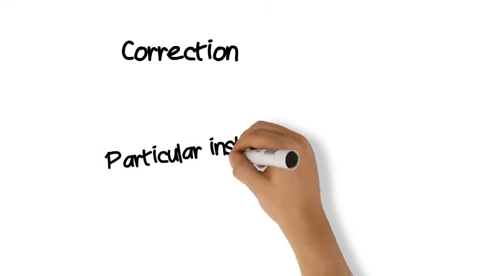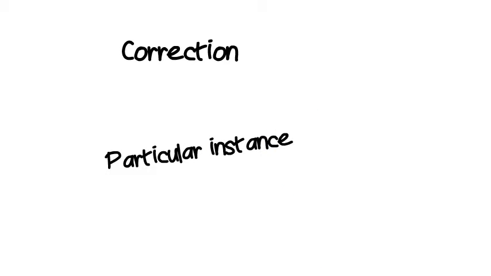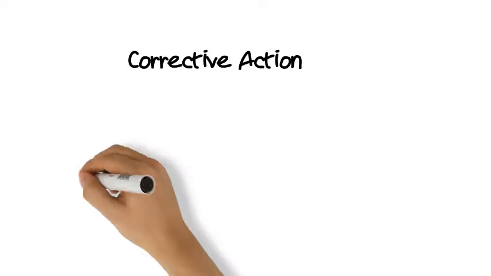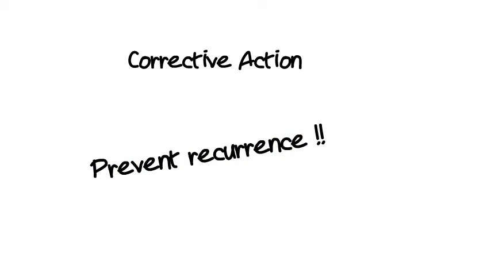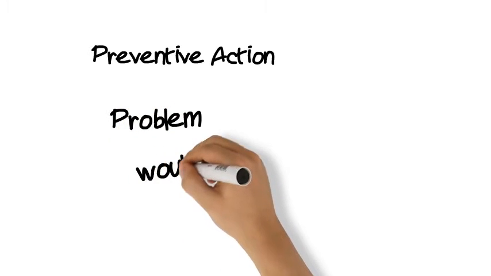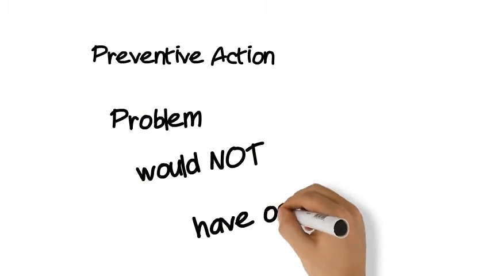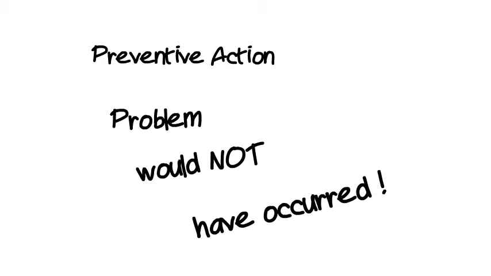In summary, a correction is an action taken to address a particular instance of non-compliance. A corrective action is an action taken to prevent recurrence of a non-compliance that has been found. A preventive action is an action taken to prevent occurrence of a non-compliance in the first place. Put differently, if the preventive action had been in place, then the problem would not have occurred.